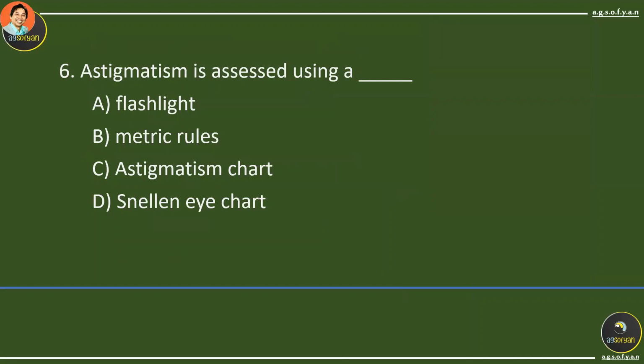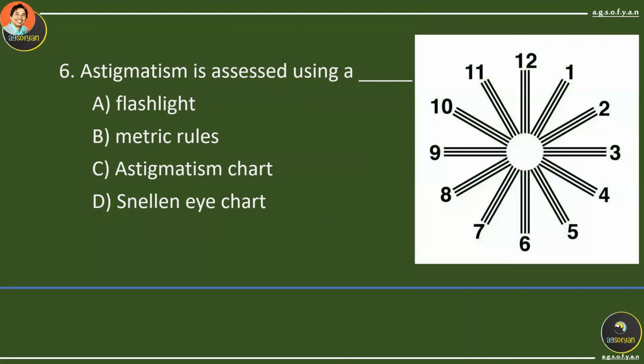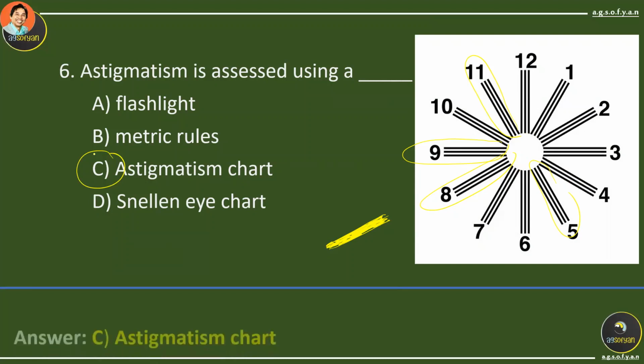Astigmatism is assessed using A, B, C, or D. Okay, so the chart for astigmatism looks like this. If you have astigmatism, some of these 3 lines over here will only look like one thick line. So this is an indication of astigmatism, and this chart is called an astigmatism chart.